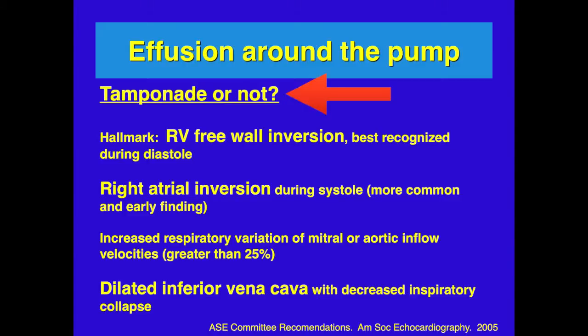But what's more important to us with the pericardial effusion is whether there is tamponade or not. The hallmark is right ventricular free wall inversion, which is best recognized during diastole. Right atrial inversion during systole is also more common and an early finding due to the lower pressures. You can also have increased respiratory variation of the mitral and aortic inflow velocities, although we don't routinely measure those. And a dilated inferior vena cava with decreased inspiratory collapse can also indicate tamponade.